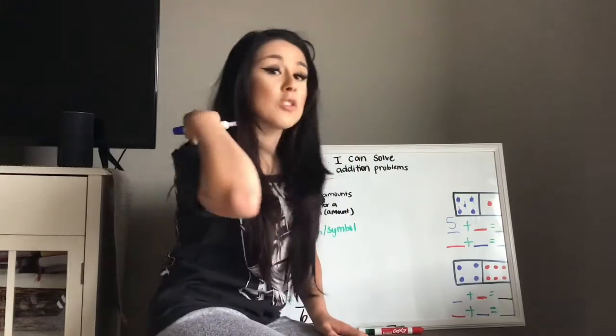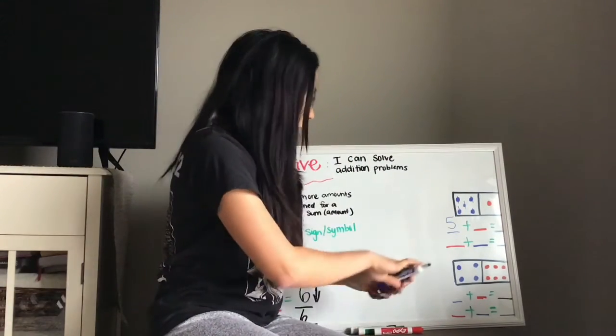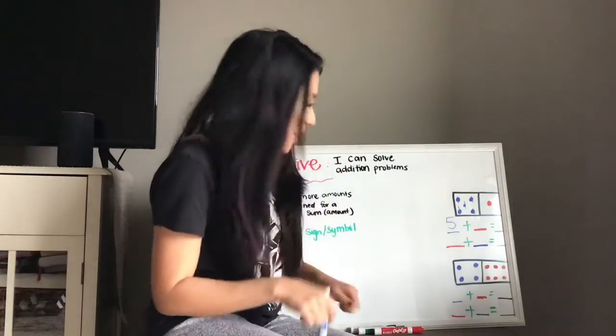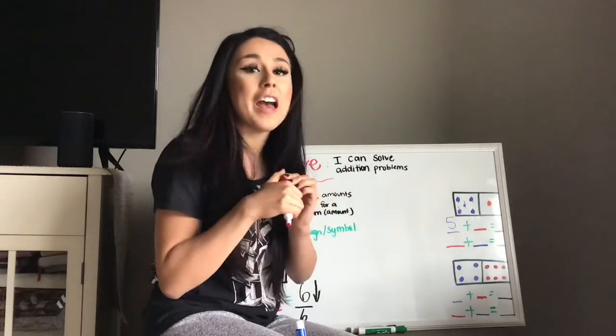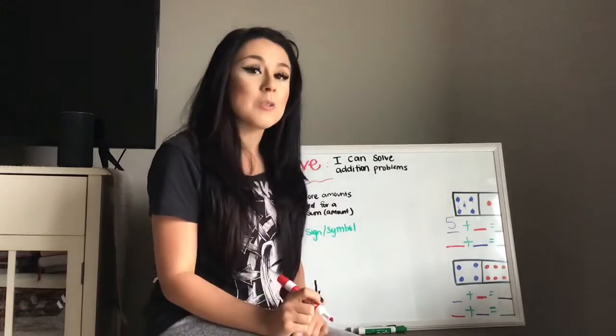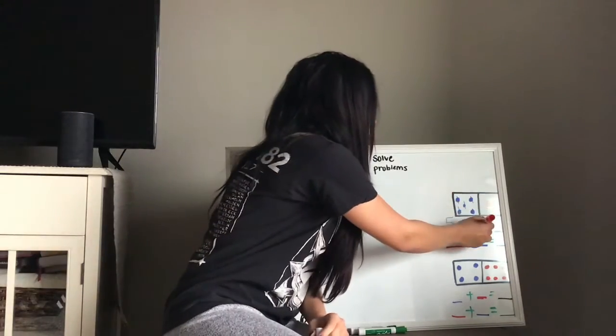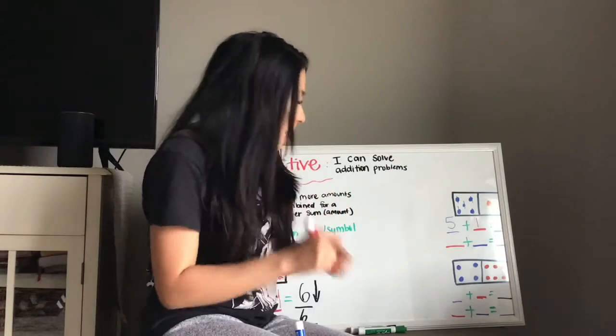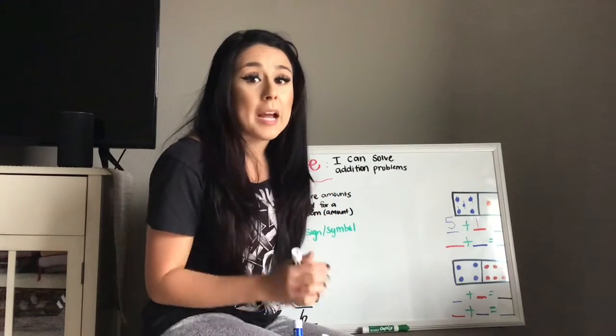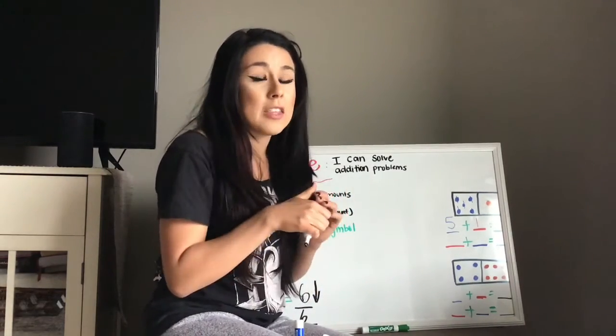Now make sure to write your 5 the correct way. 5, let me close my marker lid, I don't want to get marker on my furniture. 5 plus, how many red dots do we have? Good job, we have 1. 5 plus 1 equals, now I'm going to combine the dots. I'm going to add all the dots together to get my answer.